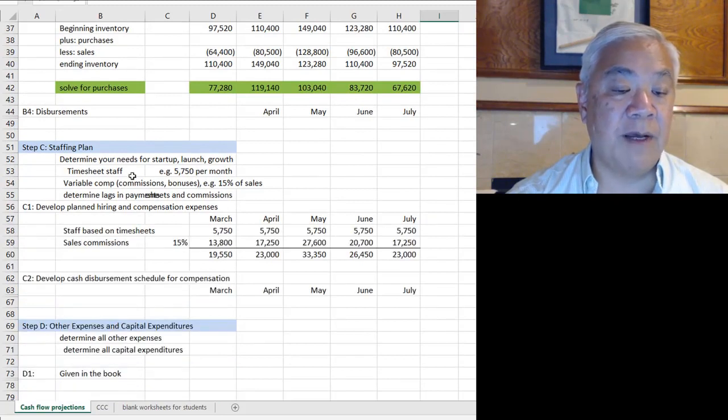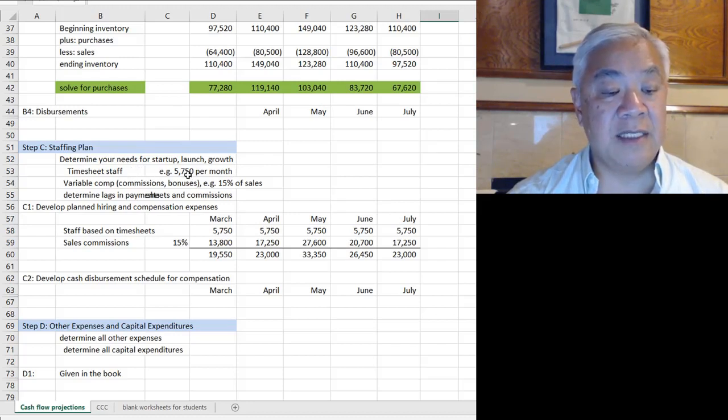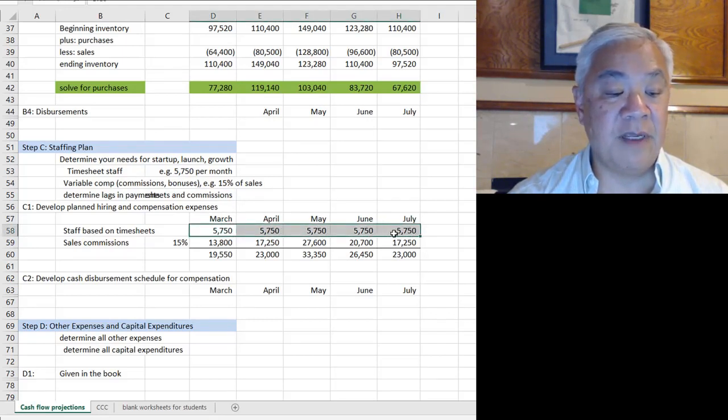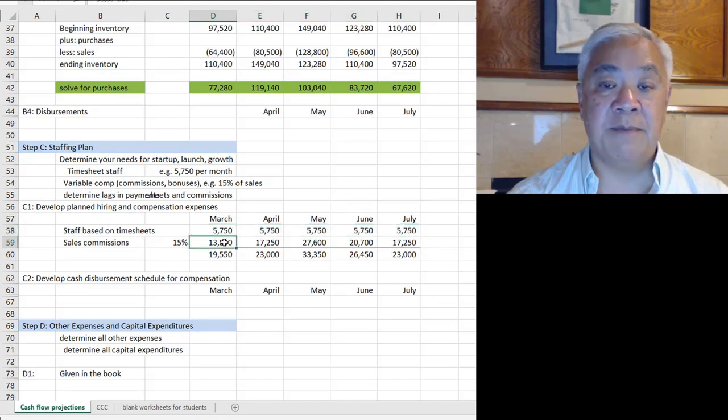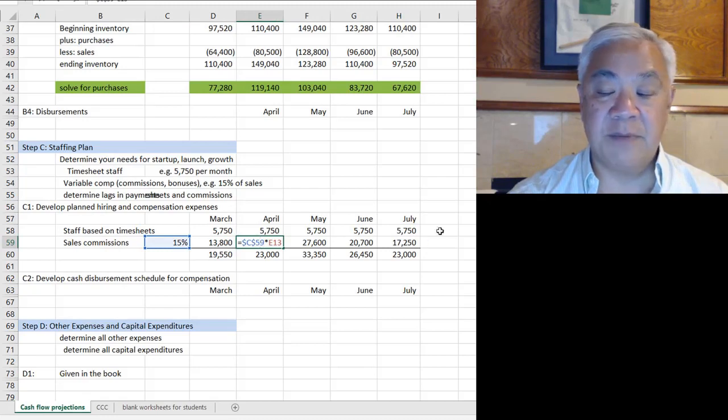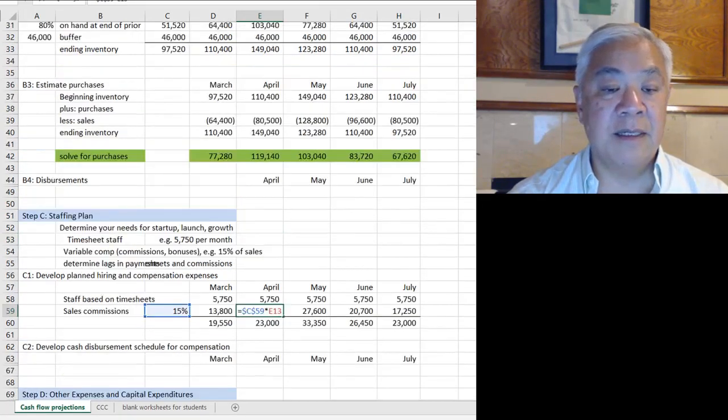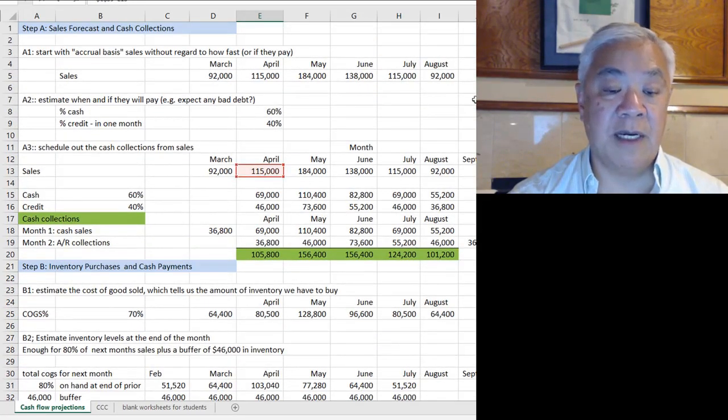So here's where we say, well, given a certain amount of scale, we're going to have to grow our staff. So the assumption here is we need a certain amount of money for timesheet staff. That's $57.50 per month. And then we have variable commissions, which is 15% of sales. So we have this baseline staff here of $57.50, and we add to it this 15% variable for the month of, again, April. It's 15% times E13. E13 is sales right there.